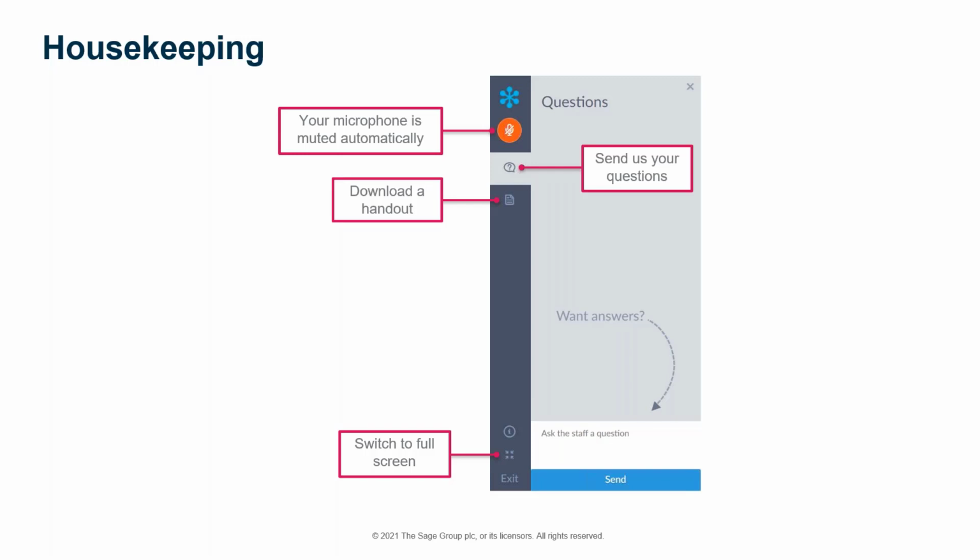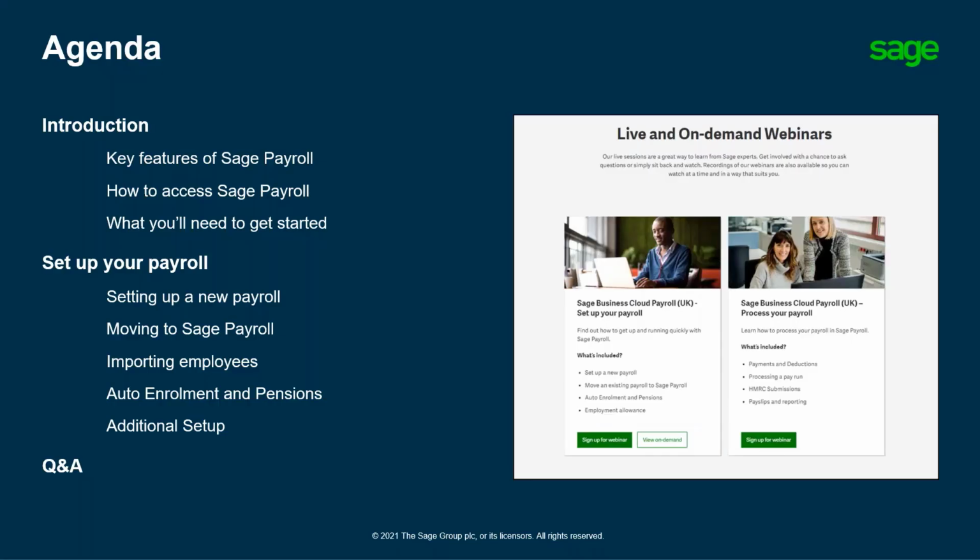So we're going to take a look at what I'm going to cover in the webinar. We'll begin with an introduction to Sage Business Cloud Payroll, listing some of the key features and benefits, explaining how to access the software, and also giving you a checklist of what you'll need to get started.